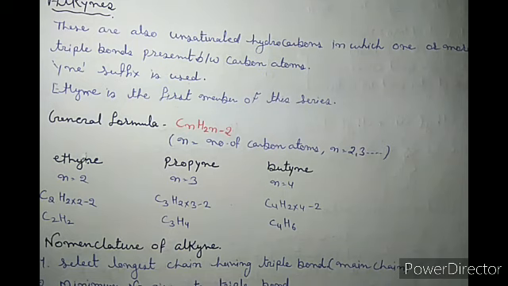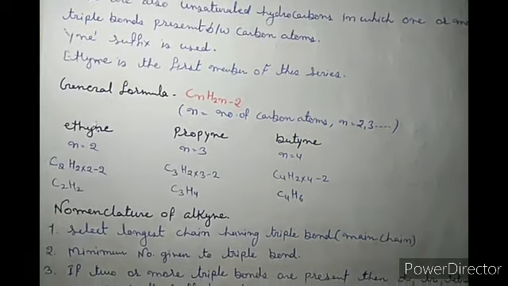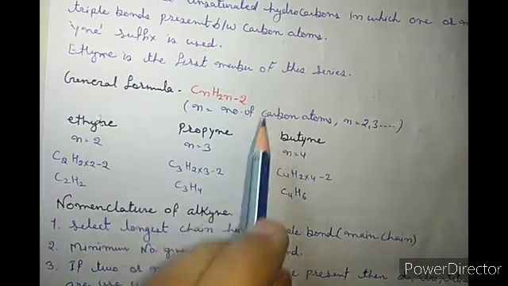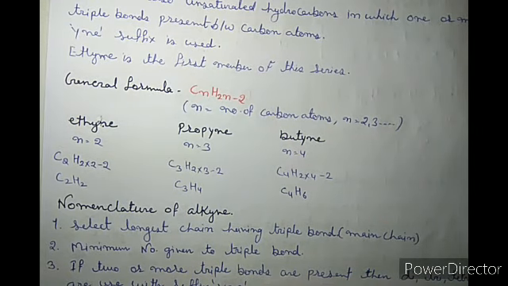If we consider their general formula, it is CnH2n minus 2, where n is the number of carbon atoms. The value of n starts from 2, because for making a triple bond, minimum 2 carbons are required.